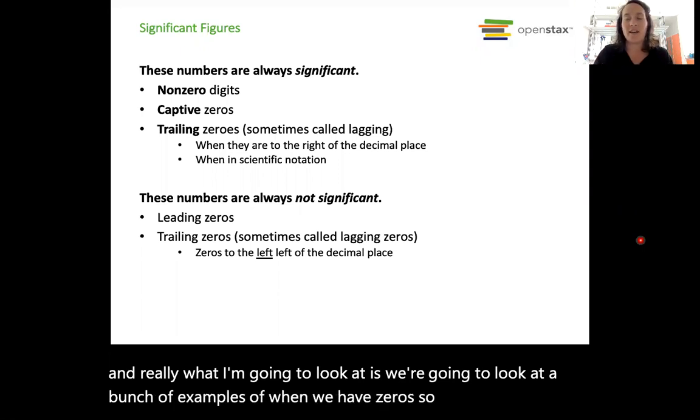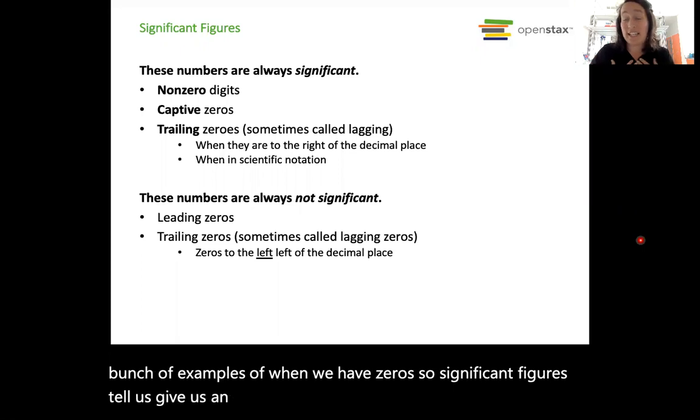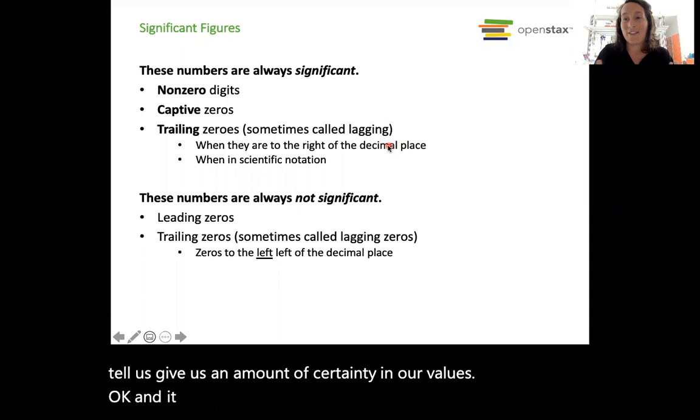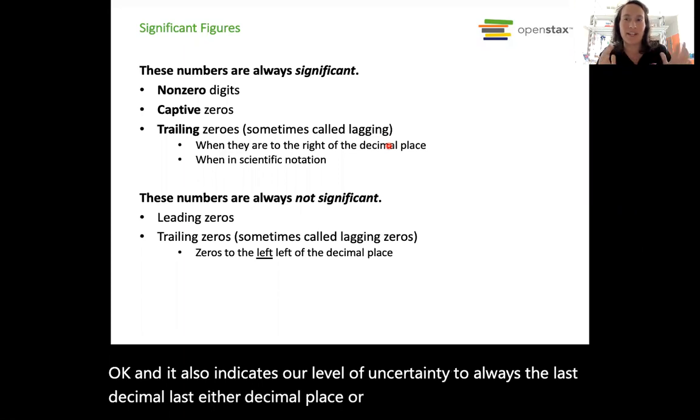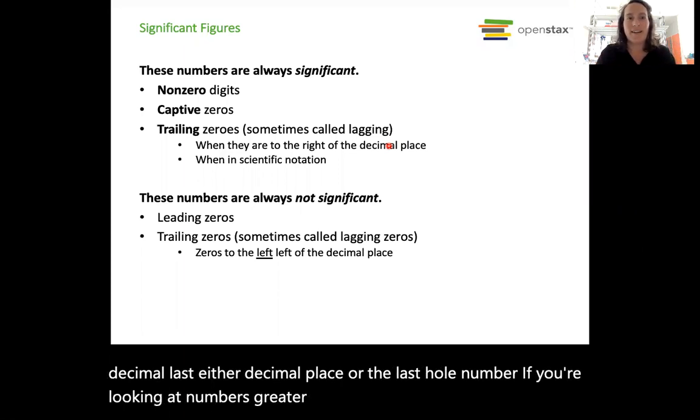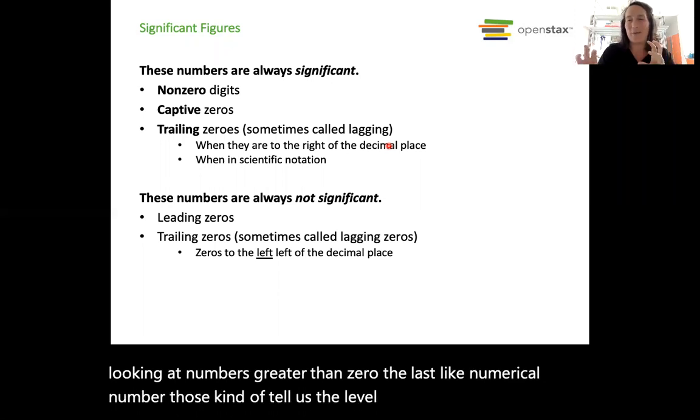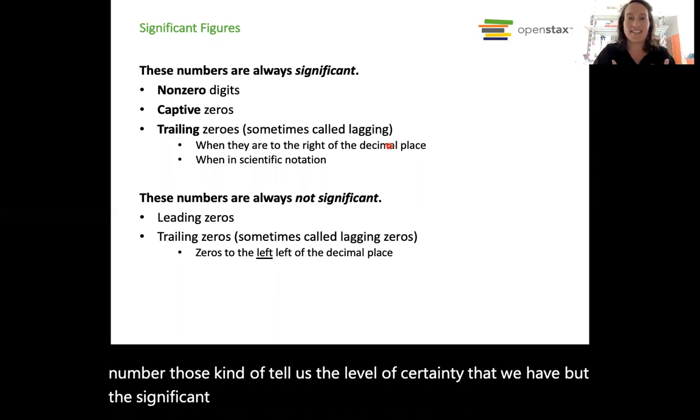Significant figures give us an amount of certainty in our values. Okay, and it also indicates our level of uncertainty too. Always the last decimal place, or the last whole number if you're looking at numbers greater than 0, tells us the level of certainty that we have. But the significant figures tell us how many figures we know to be true.